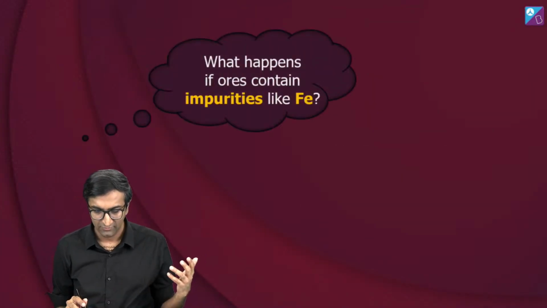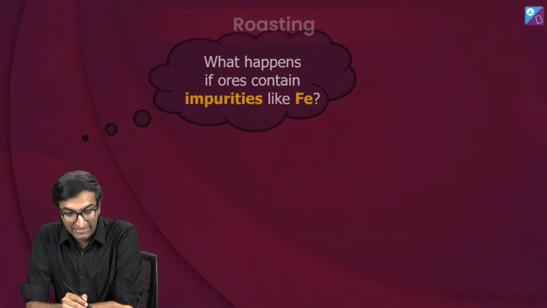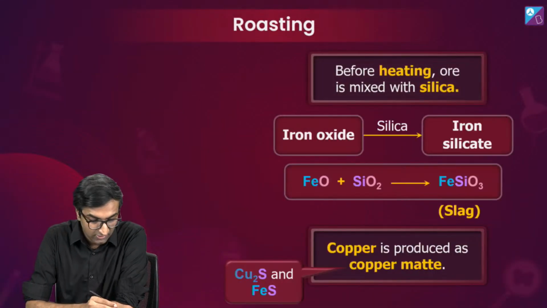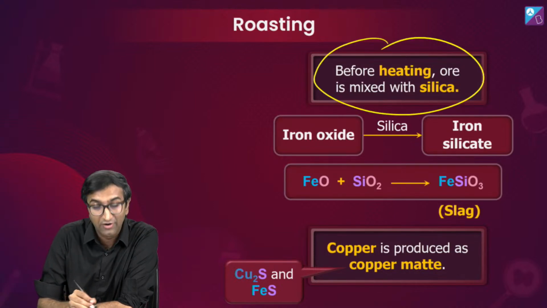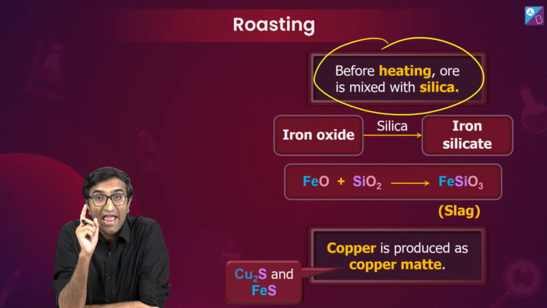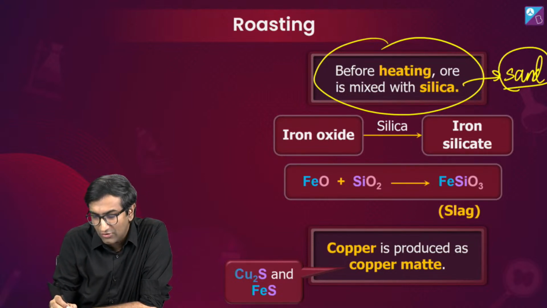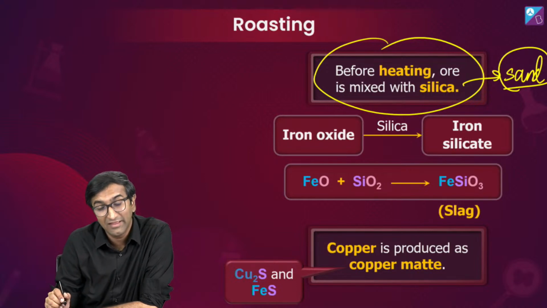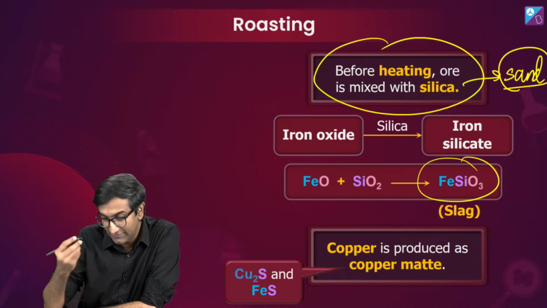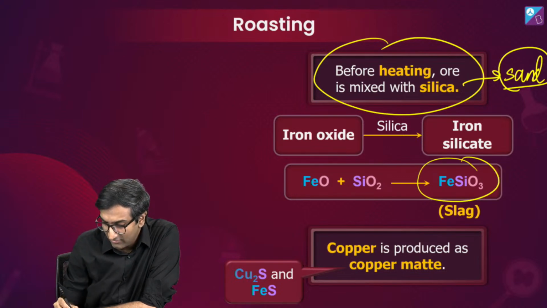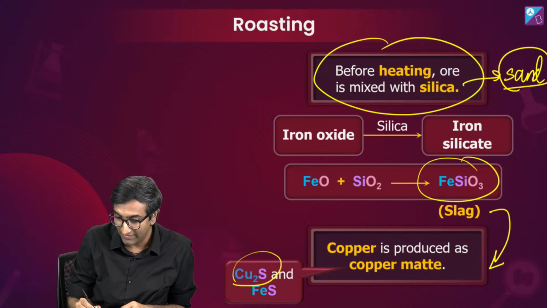Any doubts here? What happens if ores have impurities like Fe, iron? The thing is, and remember this for the next session, we add silica, that is, sand. You're like, hey, hold on, sand sounds like an impurity. Yes, but here's the thing. Iron reacts with silica to give iron oxide specifically, and this is slag, which just comes off as a slurry. And what's left behind is Cu2S and FeS.